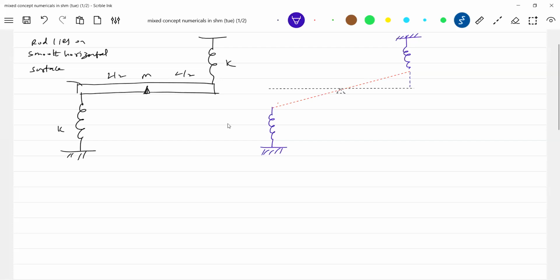So this is the displacement. Let it be x. I rotate the rod through a small angle theta. How is angular displacement given in this direction? How will the torque act? Torque will be in this direction.